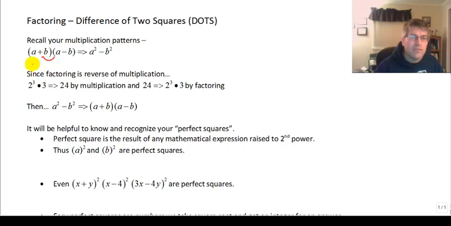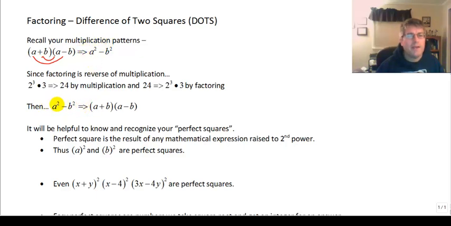Because when we checked that linear term, of course, we had a plus ab and a minus ab, and that linear term dropped out. Well, we know that factoring is the reverse of multiplication. So we know that 2 cubed times 3, when we multiply that together, we get 24. So by multiplication, 8 times 3 is 24. Well, the reverse of that, 24, split into its factors, is 2 cubed times 3. That's by factoring. So if we can reverse multiplication and find factors, we can also reverse our multiplication patterns.